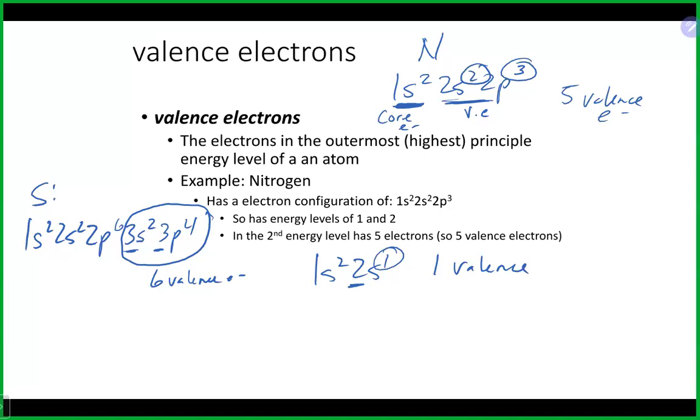Now, you could definitely write the electron configuration to figure out the number of valence electrons, but nobody wants to do that. So the easy way of doing it is that the number of valence electrons equals the group number on the periodic table. So nitrogen is group number 5 on the periodic table. It has 5 valence electrons.